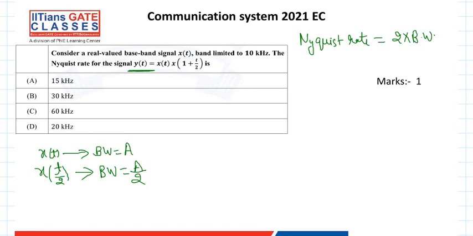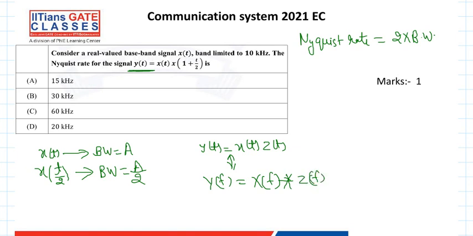Okay. Now there is one more property we have to use. If you have any signal y(t), which is x(t) into z(t), and let's take the Fourier transform of this too, so it will become Y(f) equals X(f) convolved with Z(f). Now from this convolution, if we try to find out the bandwidth of Y(f), the bandwidth of Y(f) will be equal to the bandwidth of X(f) plus the bandwidth of Z(f). Okay, this is one of the properties.